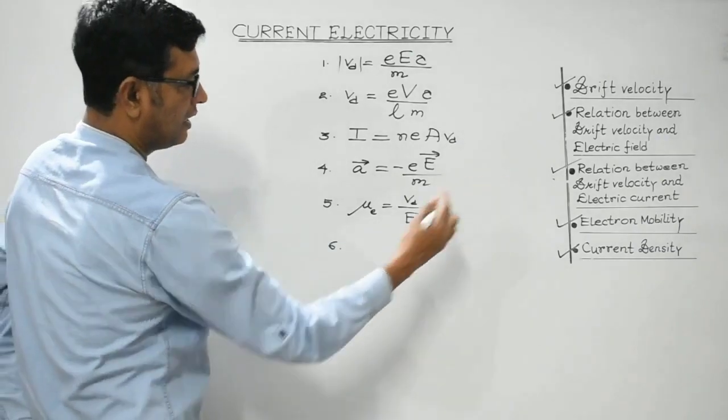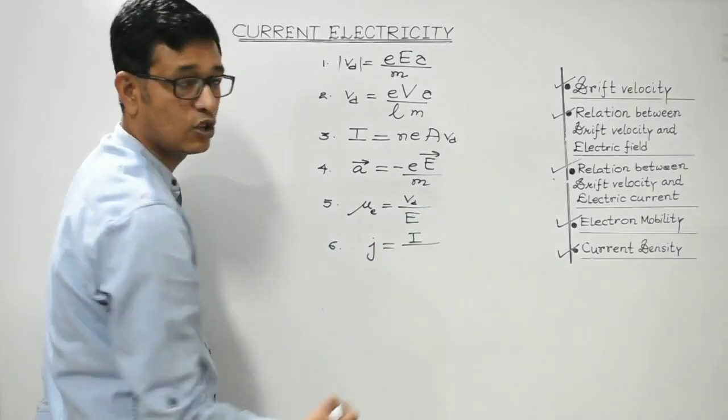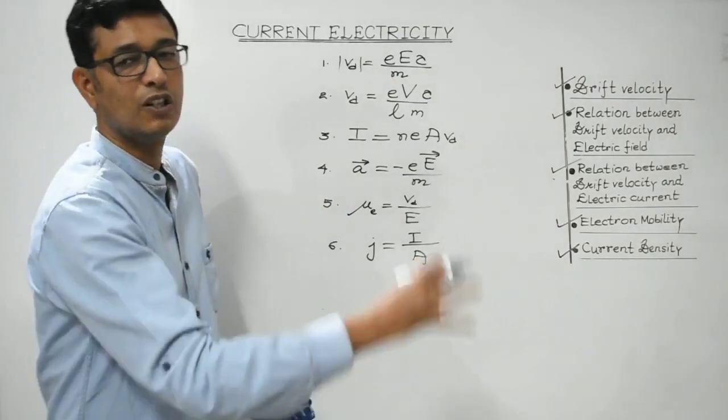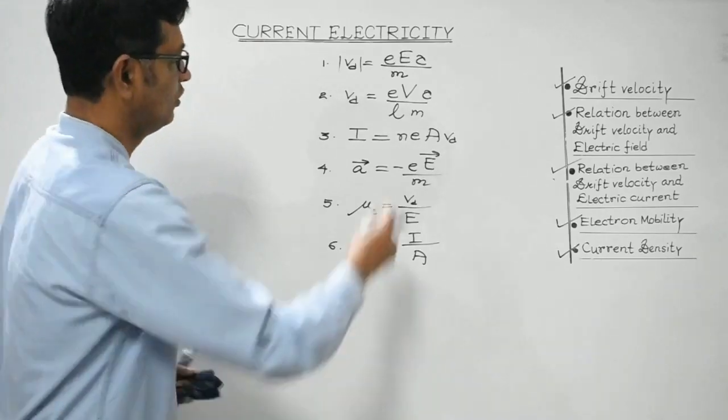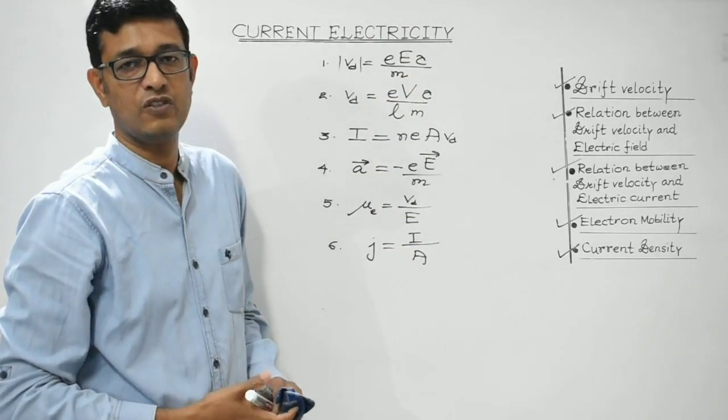Sixth, current density, it is the current flowing through any cross section of a conductor per unit area in a direction normal to the area. So these all are the topics which we have covered during this session, right?